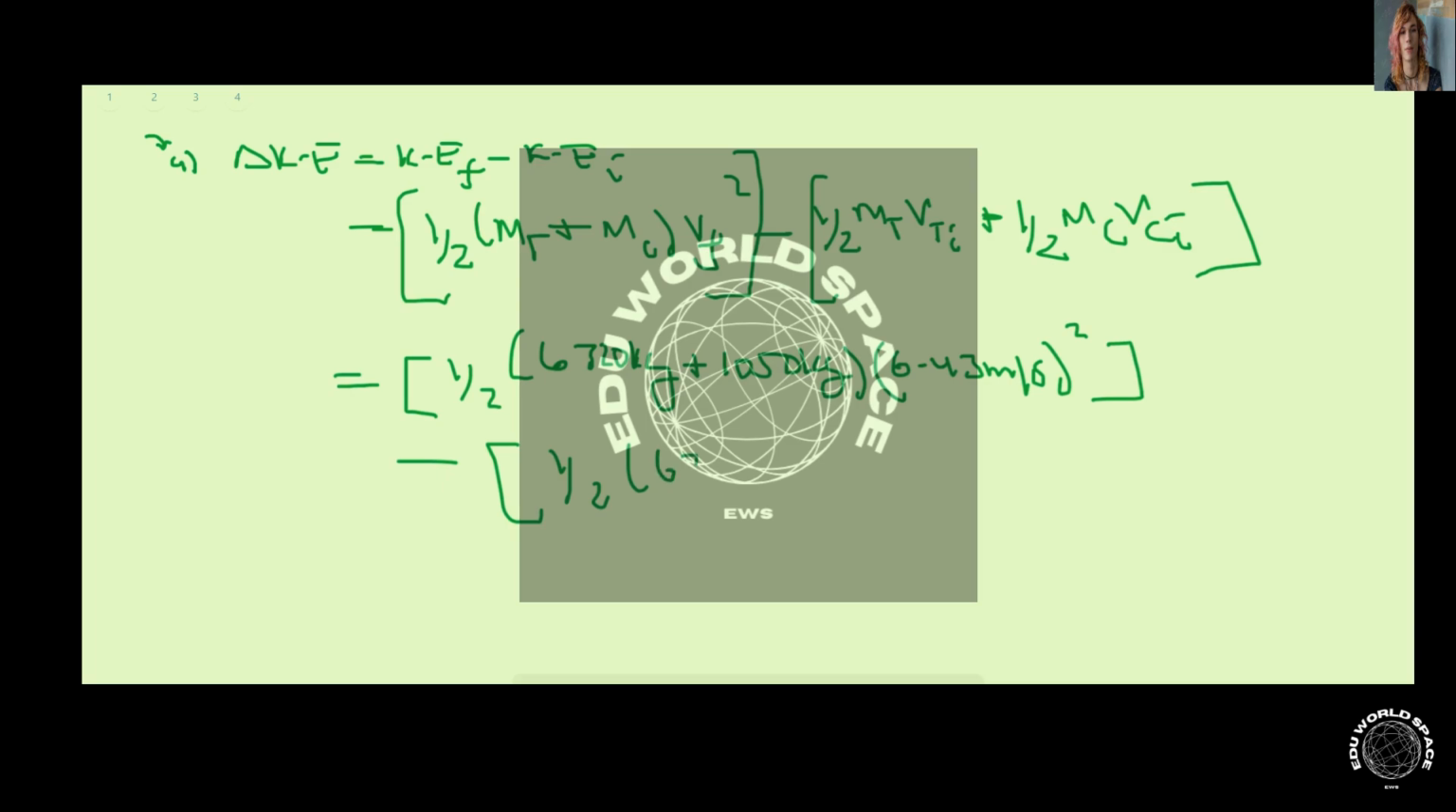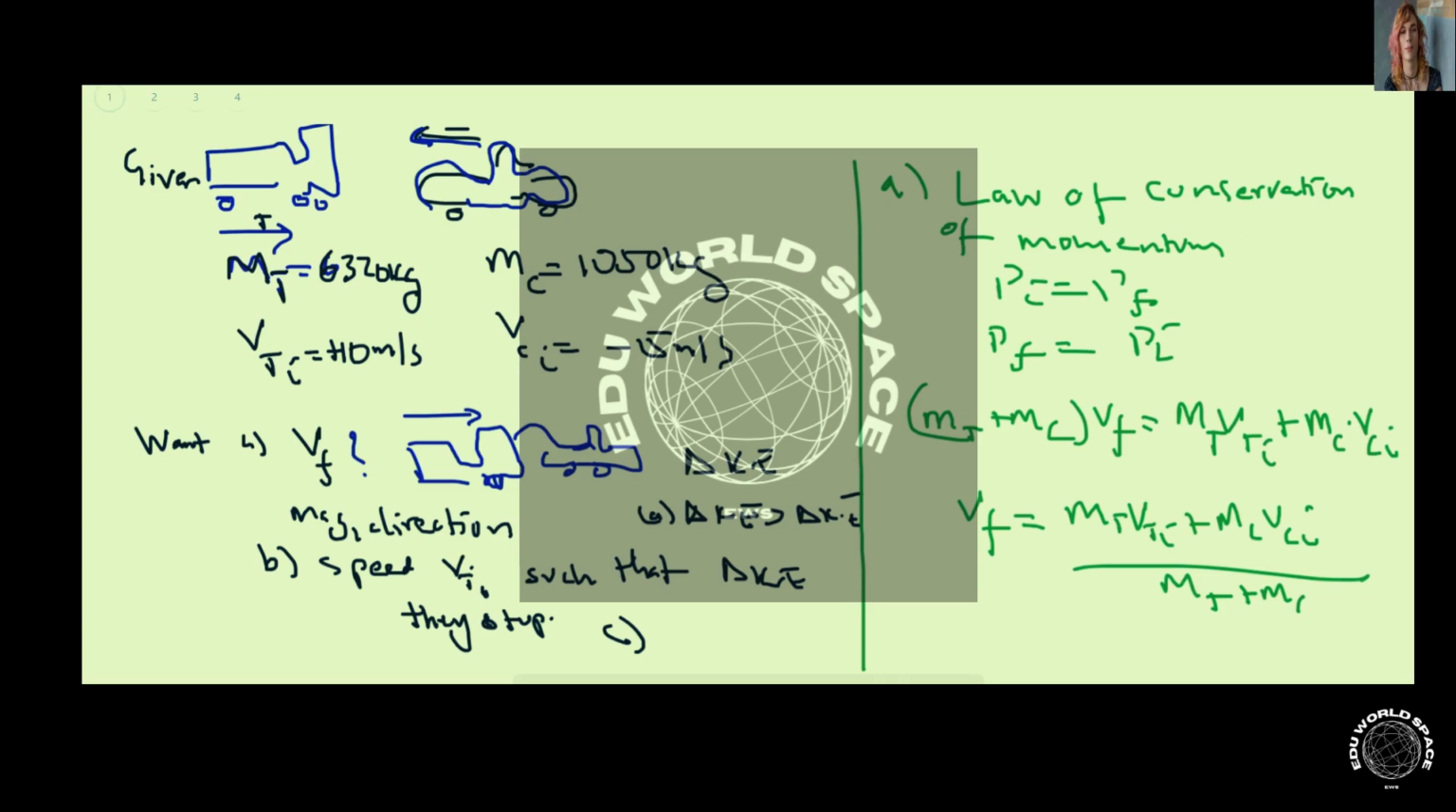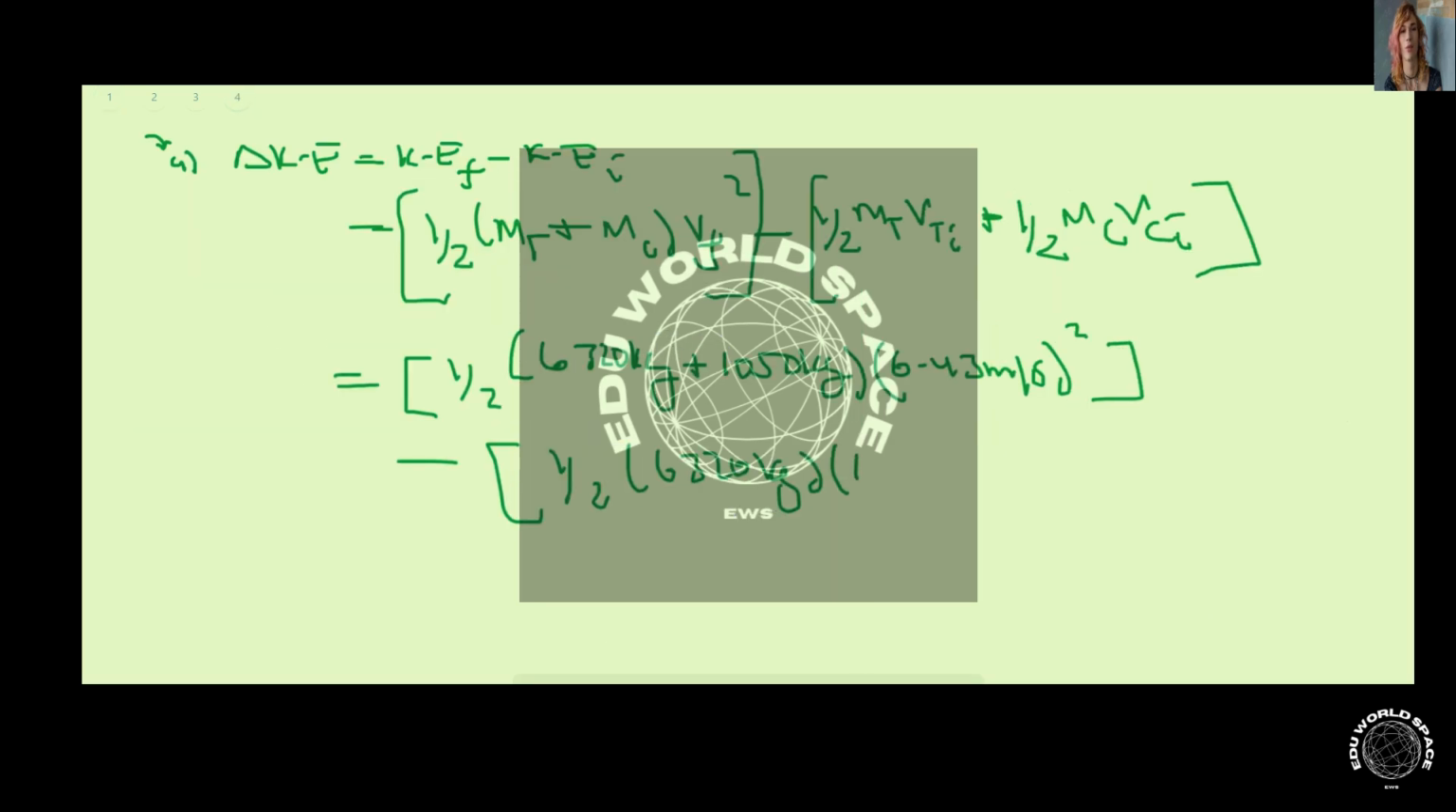Mass of truck is 6,320 kilograms, and the initial velocity of the truck was 10 meters per second. You still have to square that because we're dealing with kinetic energy in this case. So 10 meters per second squared.